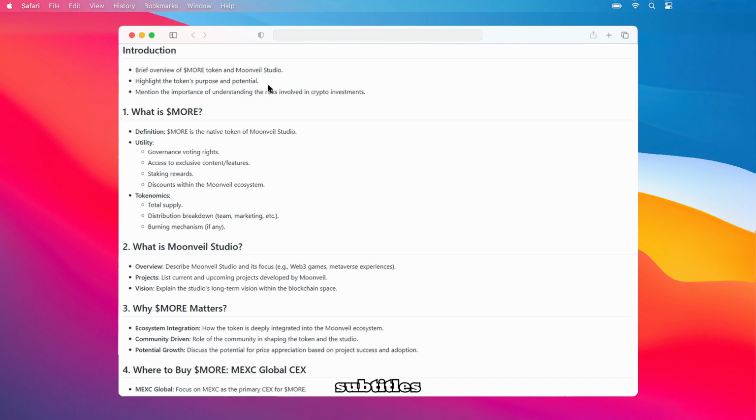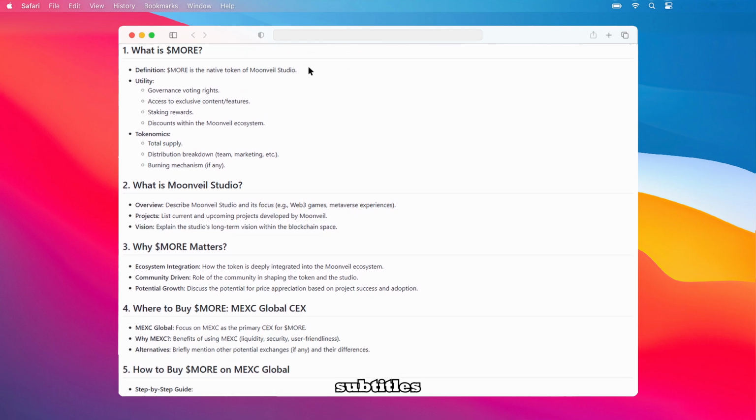So, what exactly is $MORI? Well, it's the native token of Moonveil Studio with utility that includes governance voting rights, access to exclusive content and features, opportunities for staking rewards, and even discounts within the Moonveil ecosystem. Crucially, it has a defined tokenomic structure, including its total supply, distribution breakdown across team, marketing, and other facets, and a built-in burning mechanism if one exists.